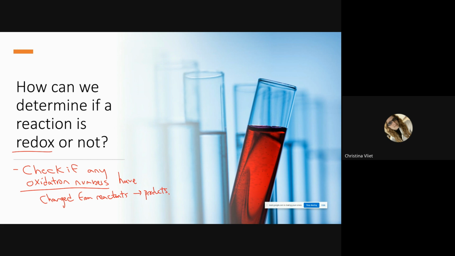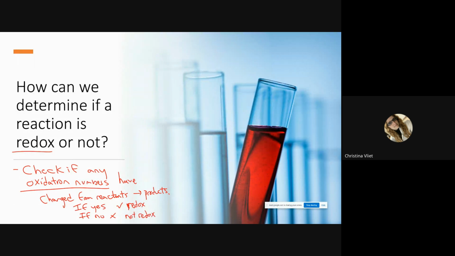In order for there to be a redox reaction, there has to be a transfer of electrons, which means there has to be a change in oxidation number. The electrons have to be transferred from one element to another. And so if the answer is yes, it's redox. If the answer is no, then it's not redox. That's the simplest way to put it.